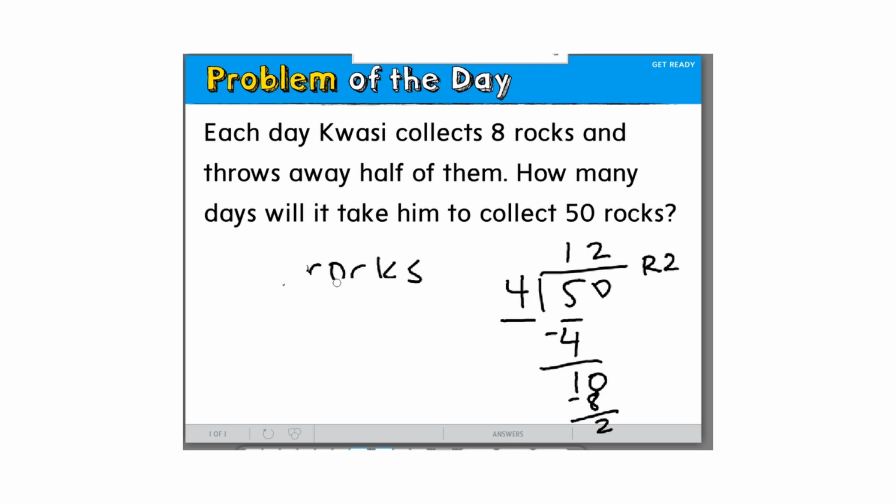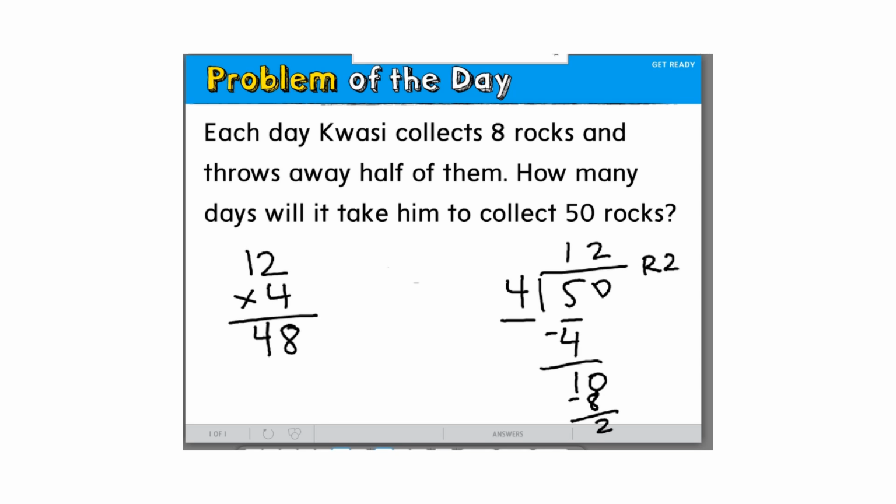The other way, if he collects 4 rocks, I know that 4 times 10 is 40. That's an easy one in my head. So I shouldn't be picking anything under 10, because if he only collects 4 rocks each day, after 10 days he would only have 40 rocks. So I need to add some more days in there. What if I pick 12? What is 12 times 4?